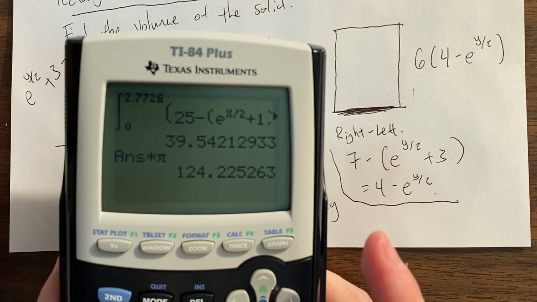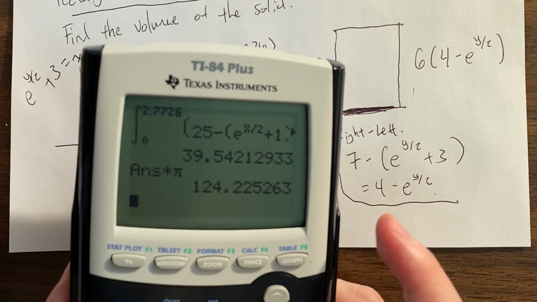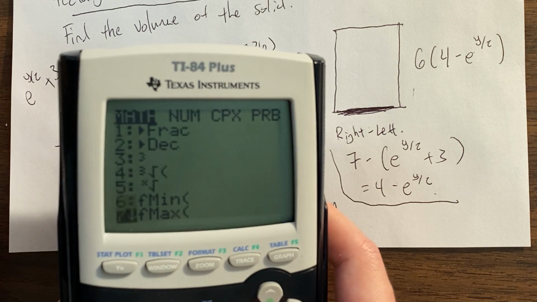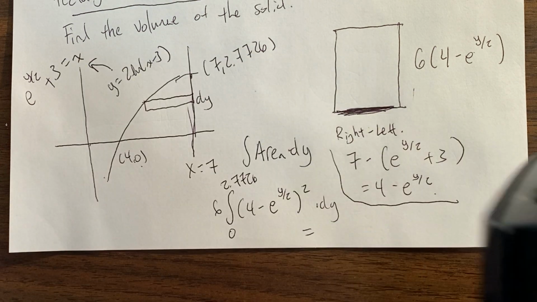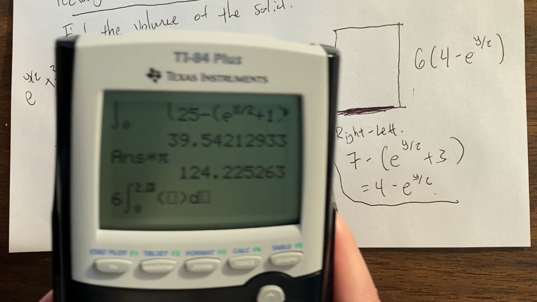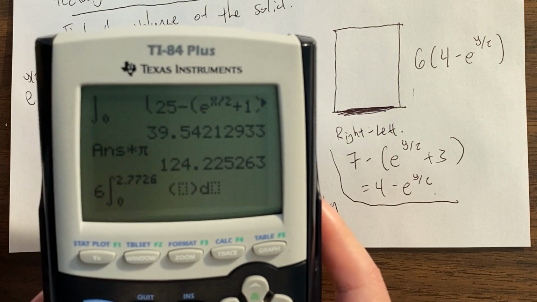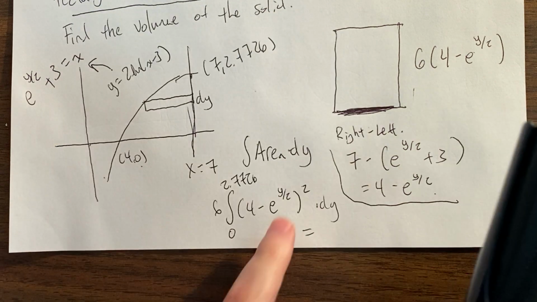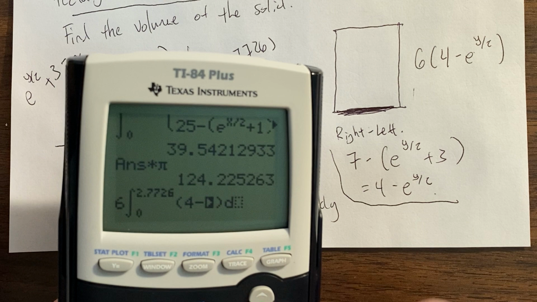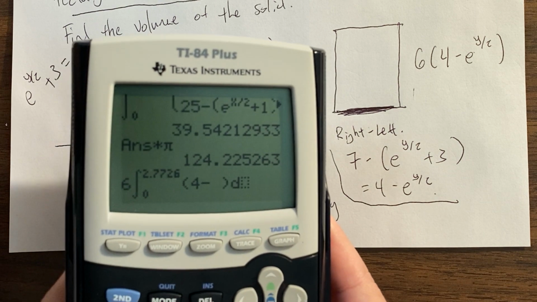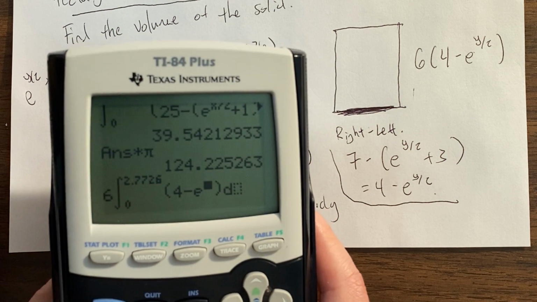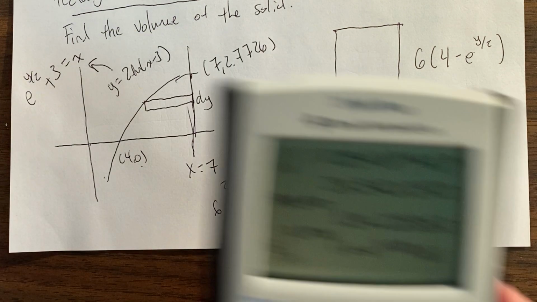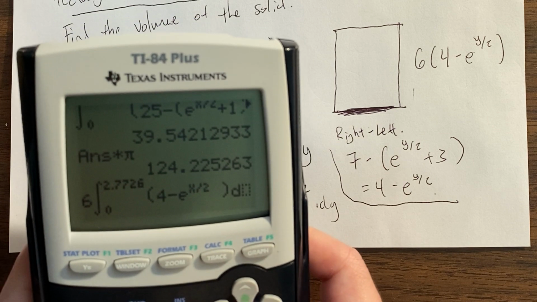So let's practice writing the integral, the number in the front. So it'll be 6, not 66. I don't know what my brain is doing right now. Menu, integral, and then it'll be 0 to 2.7726, and then it's going to be 4 minus e. Again, I'm going to use x's even though I have y's because the calculator doesn't really care about what my variable of integration is as long as it's consistent. So I'm going to write e to the x divided by 2, and then on the outside, remember a squared.